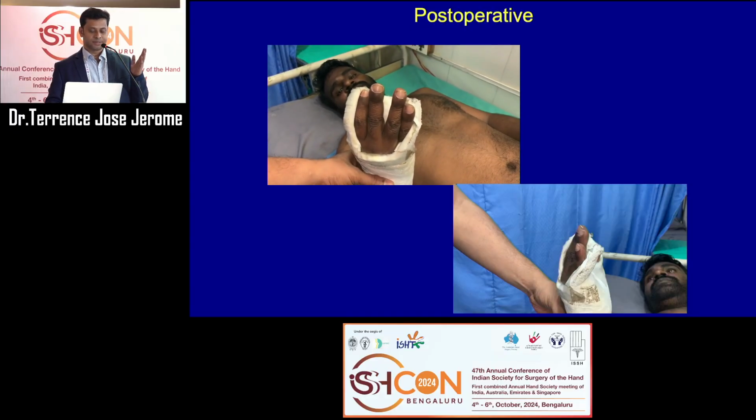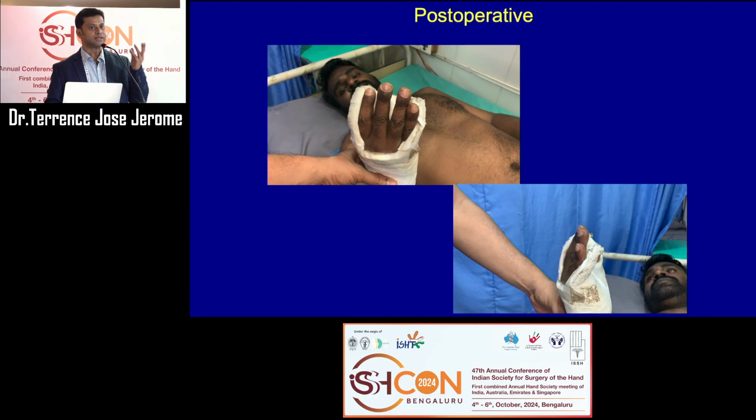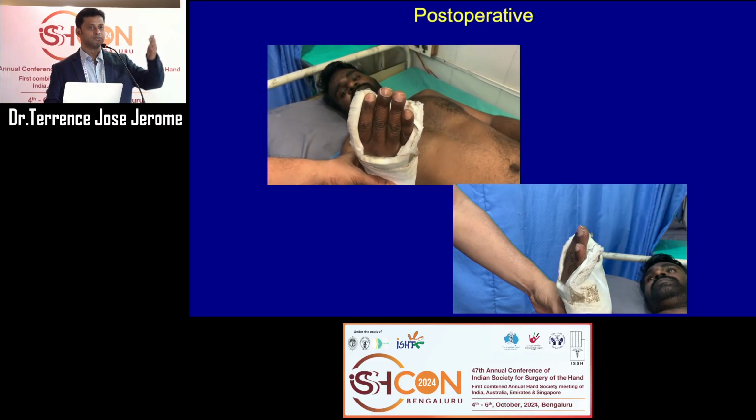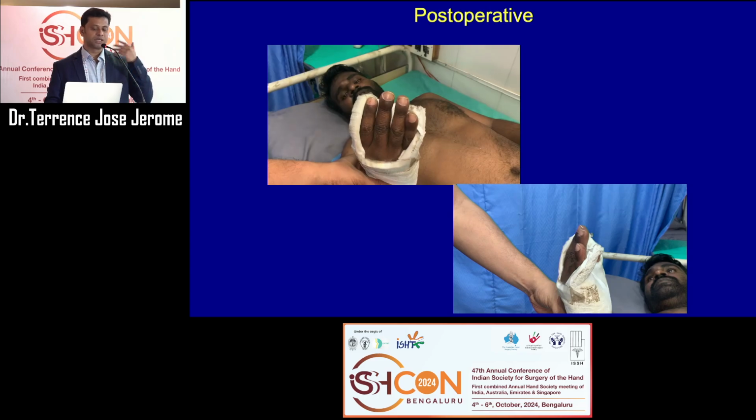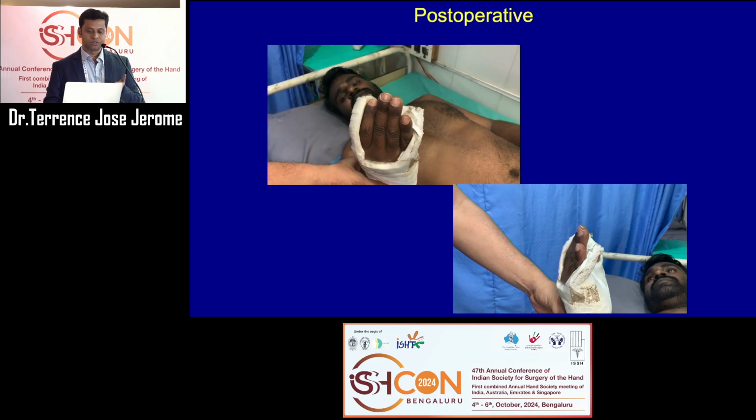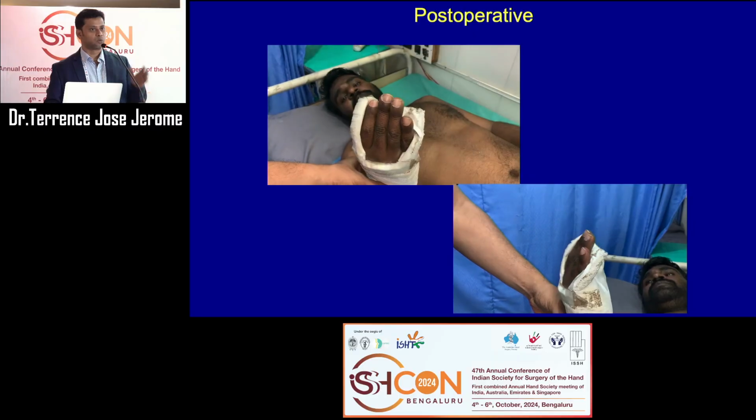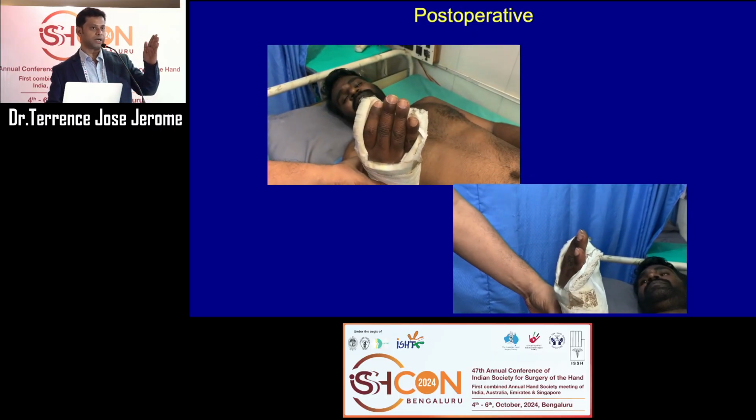But there's no donor deficit in taking the FCU branch, or even a little distal in the palm, because there are multiple branches to compensate for that. One of the criticisms is: what is the follow-up of taking a branch from the ulnar nerve?